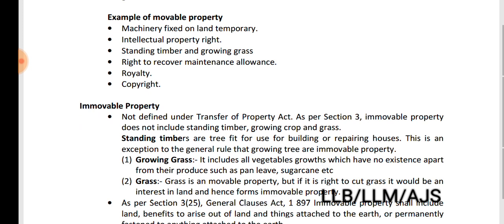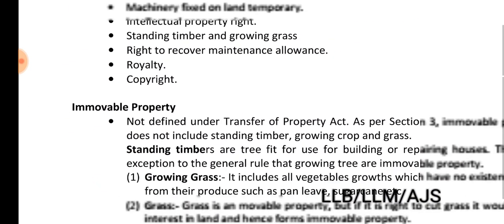Then come examples of movable property. Machinery fixed on land temporarily: any kind of machinery fixed on land where the intention of the owner is for a temporary purpose only. Intellectual property rights may be copyright, patent, or something like this. Copyright is also goods under the Sale of Goods Act, so it is of course movable property, not immovable. Then standing timber and growing grass, standing timber only, not the trees which are rooted in the earth. The right to recover maintenance allowance. These are goods. Then royalty and also copyright. I have already mentioned copyright.